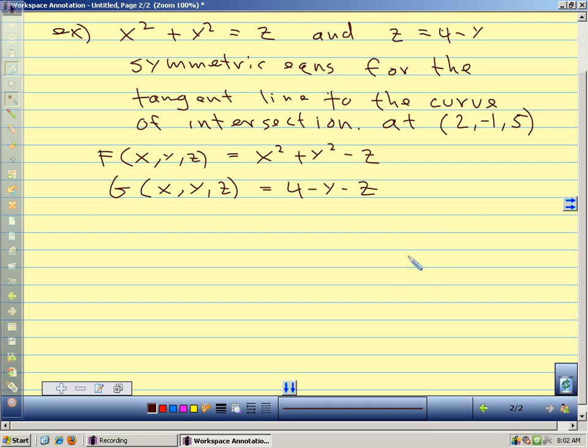Let's say this is just a quick sketch. There's the curve of intersection. There's a normal vector, this is going to be del G, and this is going to be del F, and we want a vector in the direction of this tangent line. I'm going to call that my tangent vector. Any ideas?